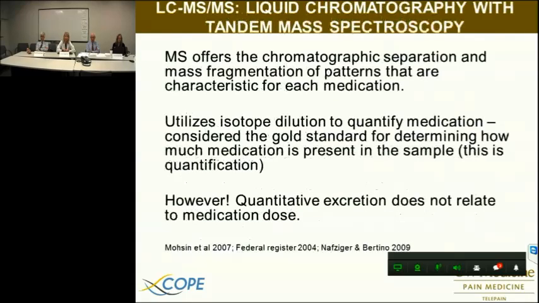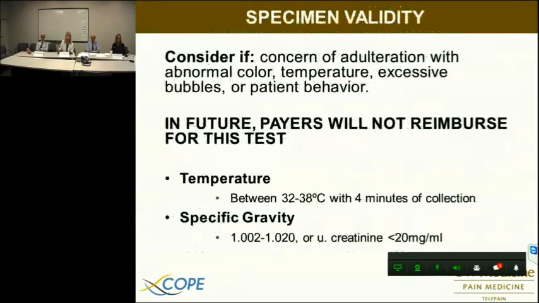Here's the science part of the lecture. Mass spectroscopy offers the chromatographic separation and mass fragmentation patterns that are characteristic for each medication. So you're getting the drug. You're able to identify the drug with this. The isotopic dilution is the quantitative part, and it's considered the gold standard. However, the quantitative excretion does not relate to the medication dose overall. It may relate more to what time the patient took the drug relative to the sample being taken, but that's about all we can say. There are too many metabolic factors to be able to go further.